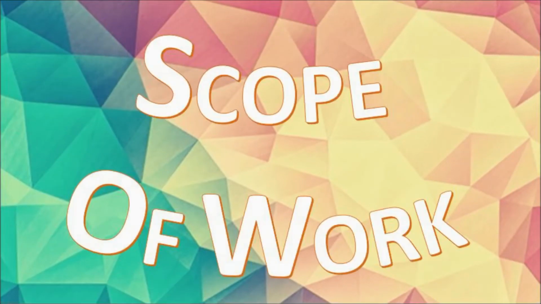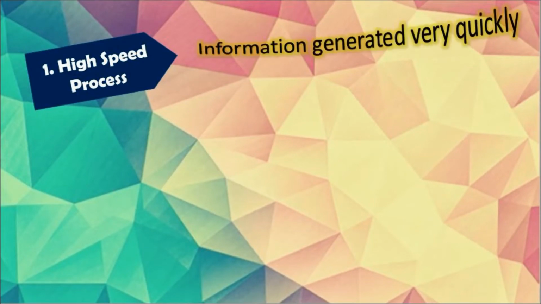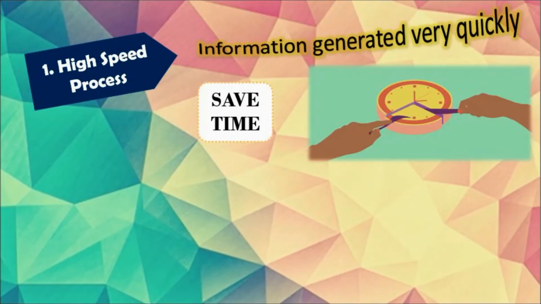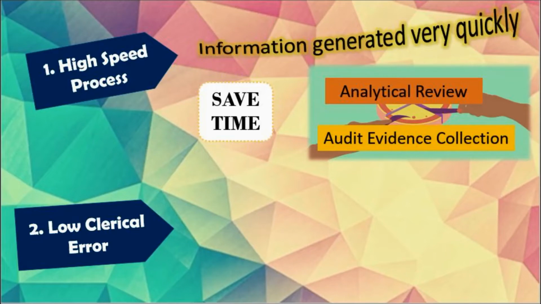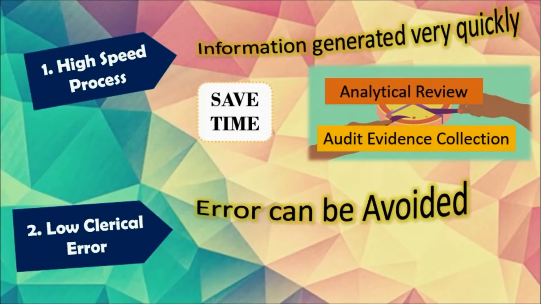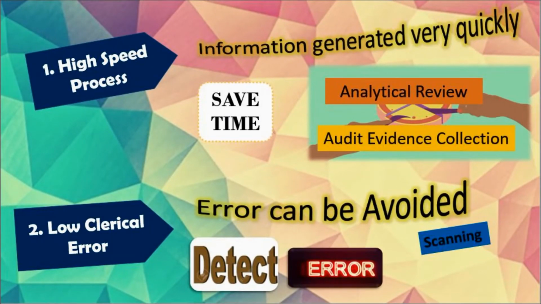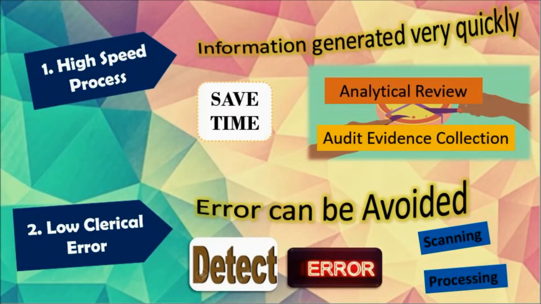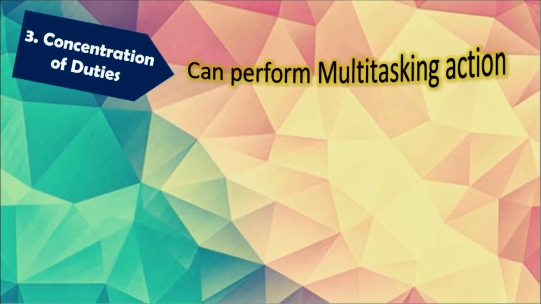The scope of work in a computerized environment. First, high-speed process. Information can be generated very quickly, which enables auditors to save more time for analytical review and audit evidence collection. Next is low clerical error. It is where errors can be avoided since the computerized system can detect errors by scanning and processing the information. Third, concentration of duties. Since the automated computerized program can perform multitasking actions at the same time, it can concentrate on the duties involved in the work.